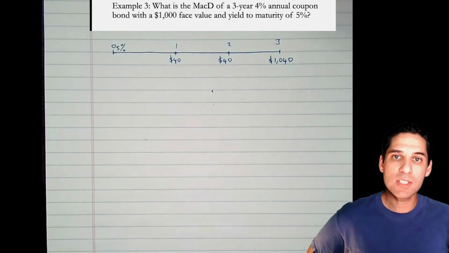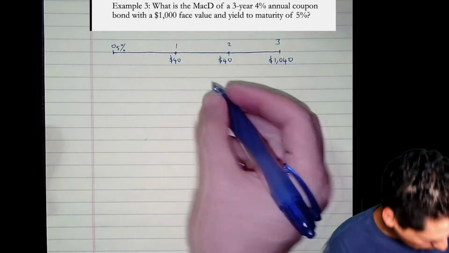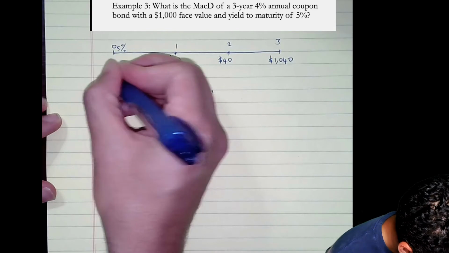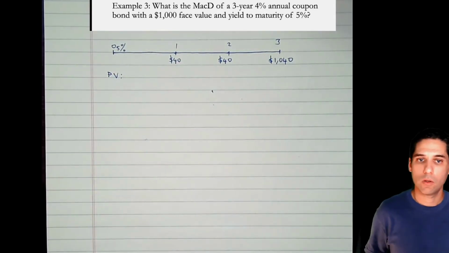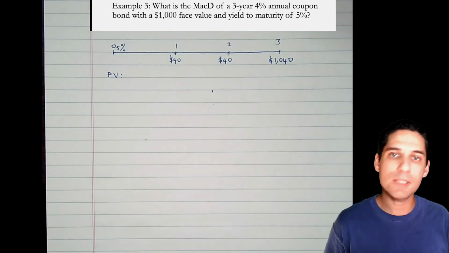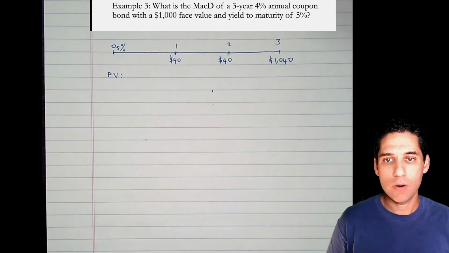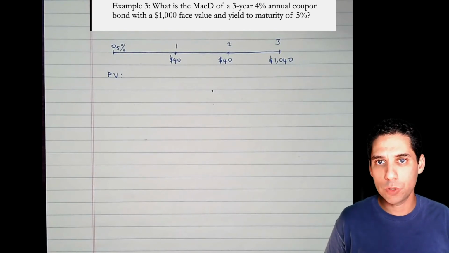The next step is find the present value of each of these, right? So I'm going to write present value here. And what's the formula? Present value is future value, FV, divided by 1 plus I raised to n when it's annual, and this is annual. Instead of I, we are using yield to maturity.